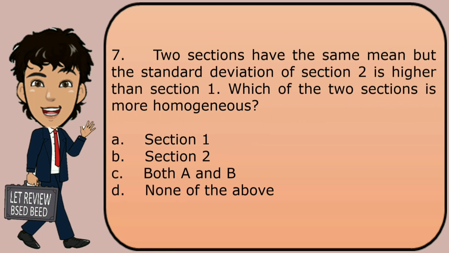7. Two sections have the same mean but the standard deviation of section 2 is higher than section 1. Which of the two sections is more homogeneous? A. Section 1. B. Section 2. C. Both A and B. D. None of the above.